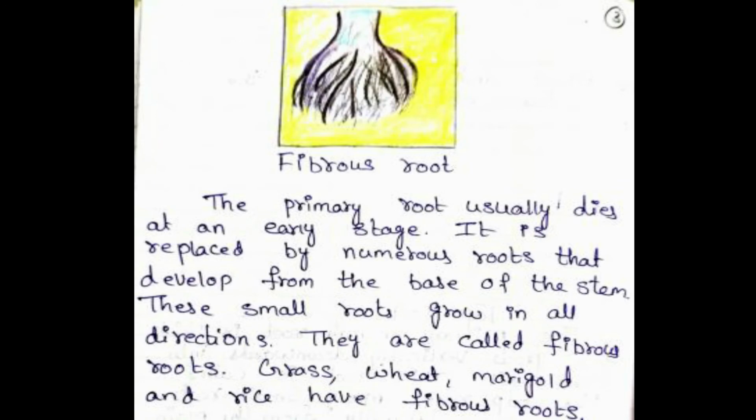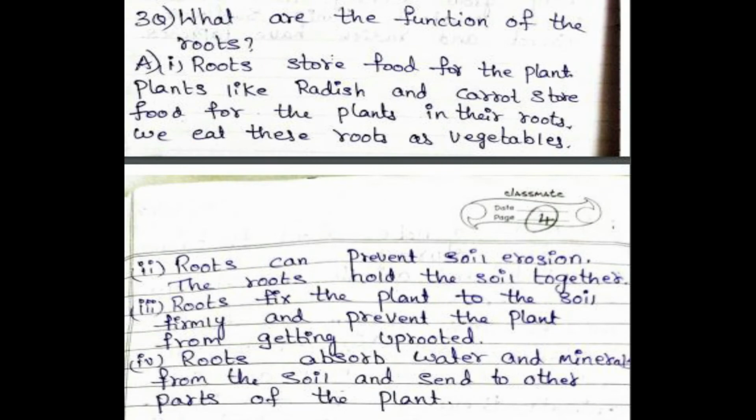Fibrous root. The primary root usually dies at an early stage. It is replaced by numerous roots that develop from the base of the stem. These small roots grow in all directions. They are called fibrous roots. Grass, wheat, marigold, and rice have fibrous roots. Third question. What are the functions of the roots? Roots store food for the plant.